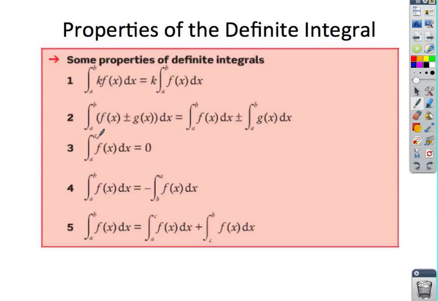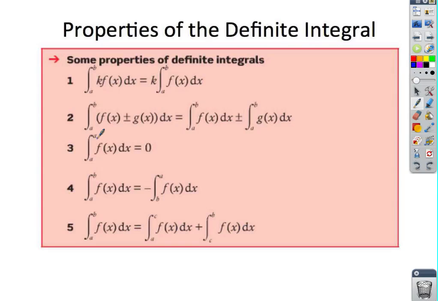Also, number 4 is unique for definite integrals. What it's saying is, normally we go lower boundary to upper boundary, so A would be smaller than B. But if you flip the order of A and B, what that does is make the value of your definite integral opposite. So given a certain order of boundaries, if you flip the order of the boundaries, you get the opposite sign answer for the definite integral.